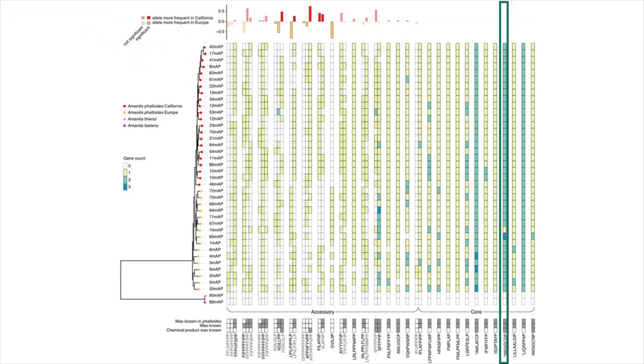We have almost no idea what the ecology of the toxin is. What is the toxin doing? Who is the enemy? We don't know, which is amazing to me that we don't know, but we don't know. But at least they all have it.